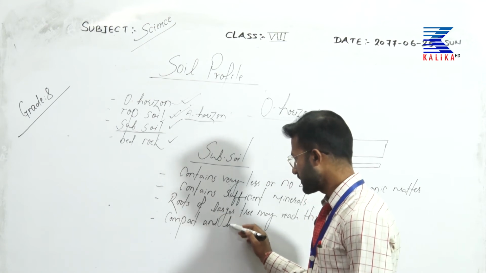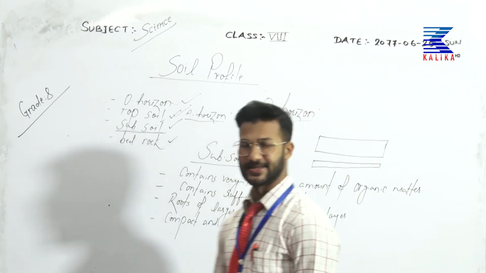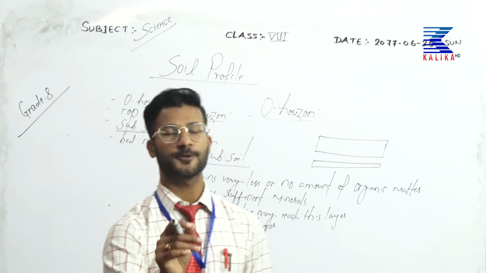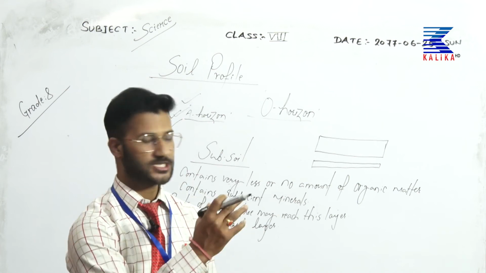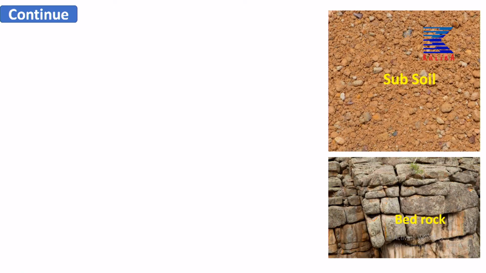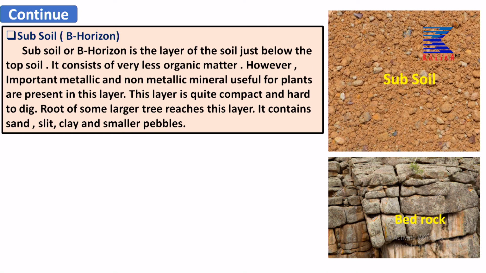Compact and hard layer. Okay, and it contains silt, of course it contains sand and smaller pebbles too. See the screen once please. In the screen you can see the subsoil. Look at the subsoil. You can find it quite red in color, means it is not dark black in color, because no humus is present there, I said to you. That is why it is of different color, because the texture is different, the composition of soil is different there.